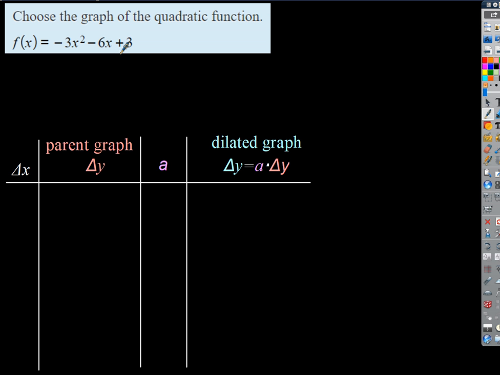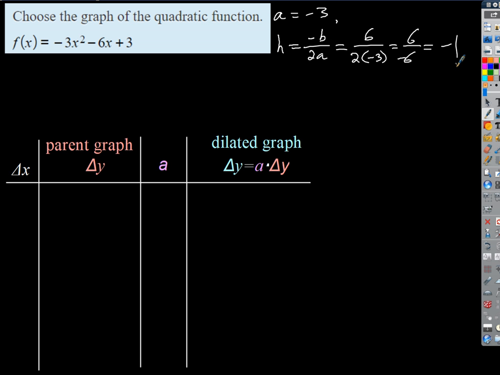So what is a, first of all? Negative 3, okay, good. So then we want to find h and k. What's our formula for h? Negative b over 2a, good. So if we plug in, what's negative b? Positive 6 over 2 times a, what's a again? Negative 3, okay, so that's going to give us 6 over negative 6, which is negative 1, right?